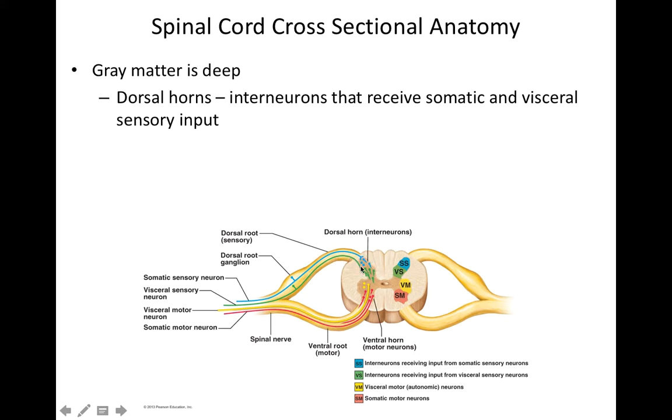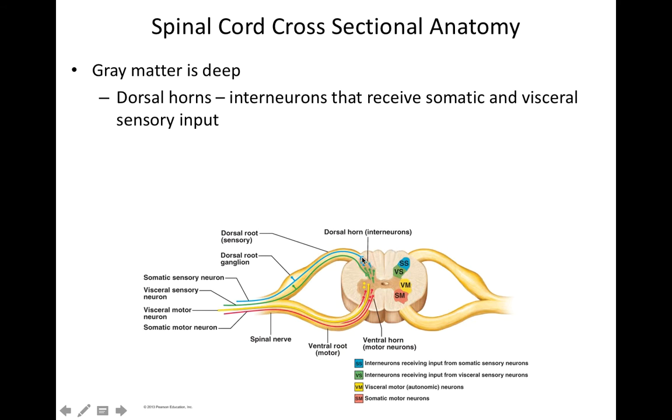What are we going to have in the gray matter? We're going to have synapses. This is where the axons of your sensory neurons meet up with the cell bodies of your interneurons. That's another type of neuron that we talked about. It is multipolar in structure.